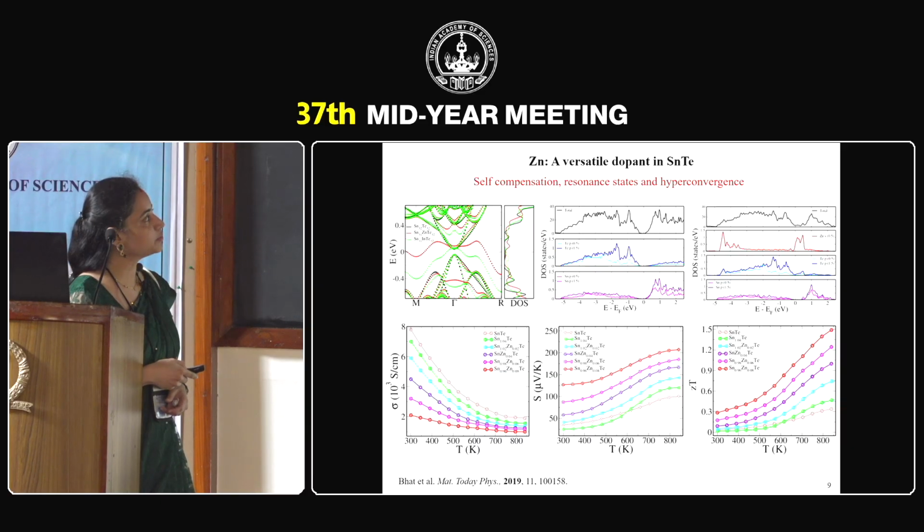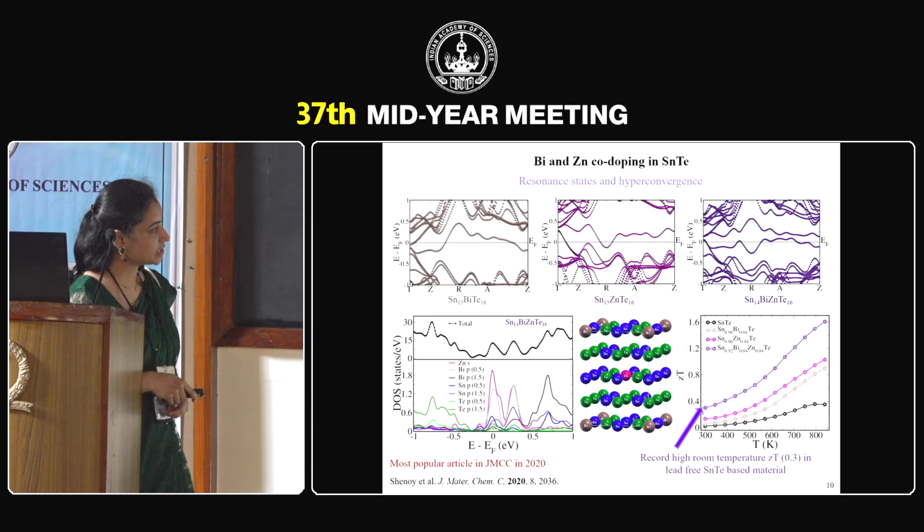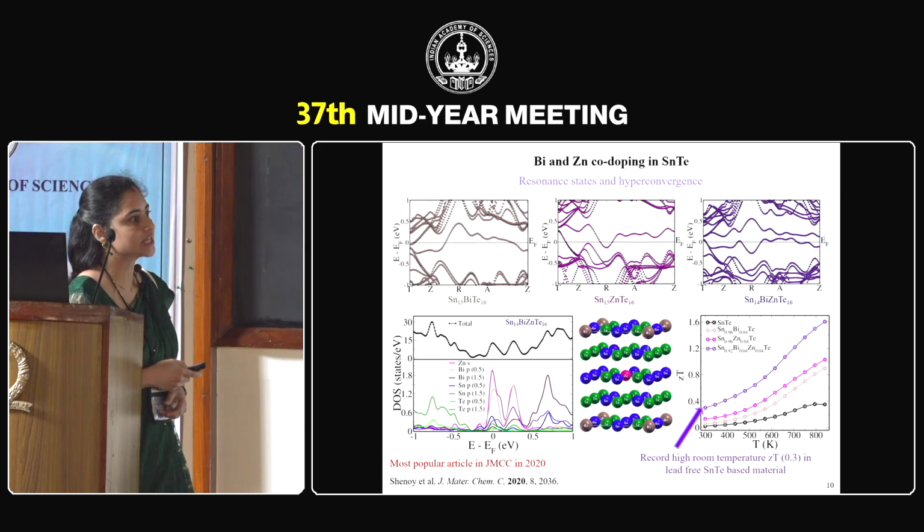So in order to further improve its figure of merit, we co-doped it with bismuth, and in this case the bismuth p orbitals and zinc s orbitals hybridized with the host p orbitals, giving rise to resonance levels which almost mirror each other. This unique electronic structure led to a record high room temperature ZT of 0.3 in lead free SnTe based material and a peak ZT of 1.6. So we can see that zinc doping helps a lot in improving the thermoelectric properties of tin telluride, but it has a disadvantage that the lattice thermal conductivity exhibited is high.